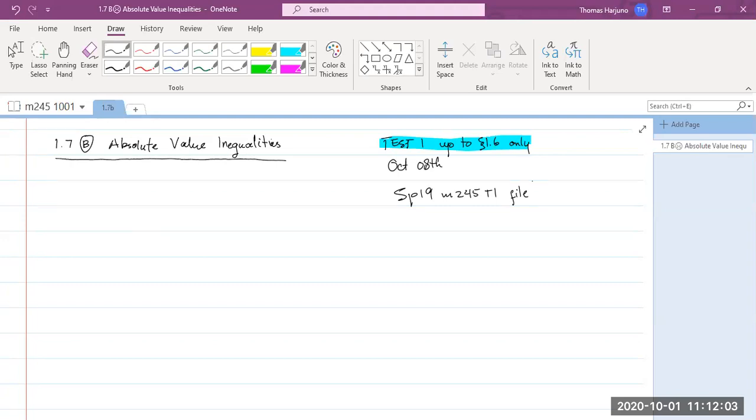Now last time we did finish up the linear inequality from 1.7. Today we'll continue with the absolute value inequality. Now in this absolute value inequality, there are two types of inequalities we need to be aware of.